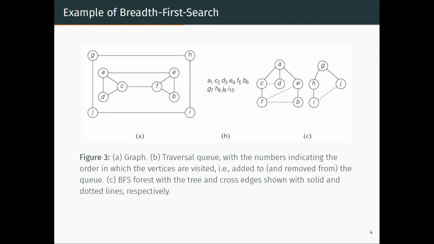This is an example of breadth-first search. A is a graph. B is a traversal queue, with the numbers indicating the order in which the vertices are visited, that is, added to and removed from the queue. C is the BFS forest, with the tree and cross edges shown with solid and dotted lines respectively.